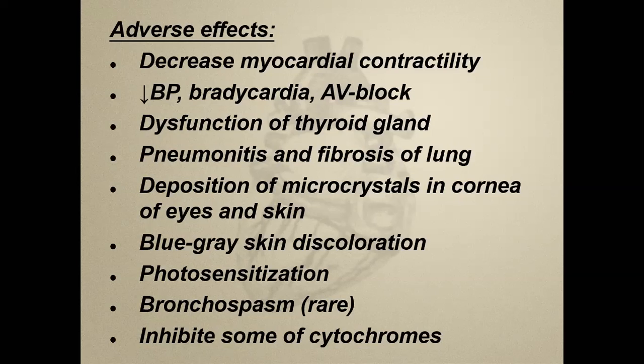Amiodarone is a lipophilic drug, and as a result it deposits in different tissues, including lung, liver, skin and eyes. As a result there will be deposition of microcrystals in the cornea of the eyes and skin, and blue-gray skin discoloration. There will also be photosensitization. Sometimes, very, very rarely, maybe bronchoconstriction.